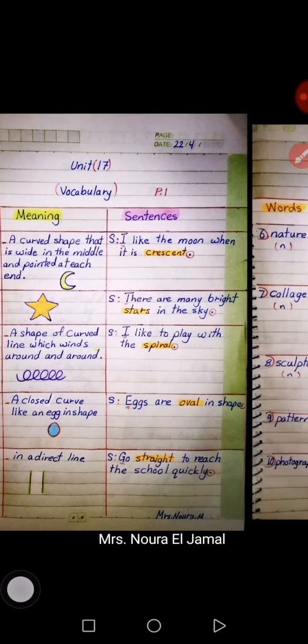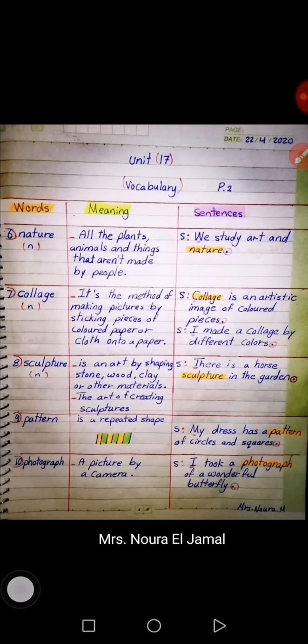Now let's move to the other words. Number 6. Nature. Nature is a noun. What's the meaning of nature? All the plants, animals, and things that aren't made by people. All of these things are called nature. The sentence, we study art and nature. Start your sentence with a capital letter and end with a full stop.